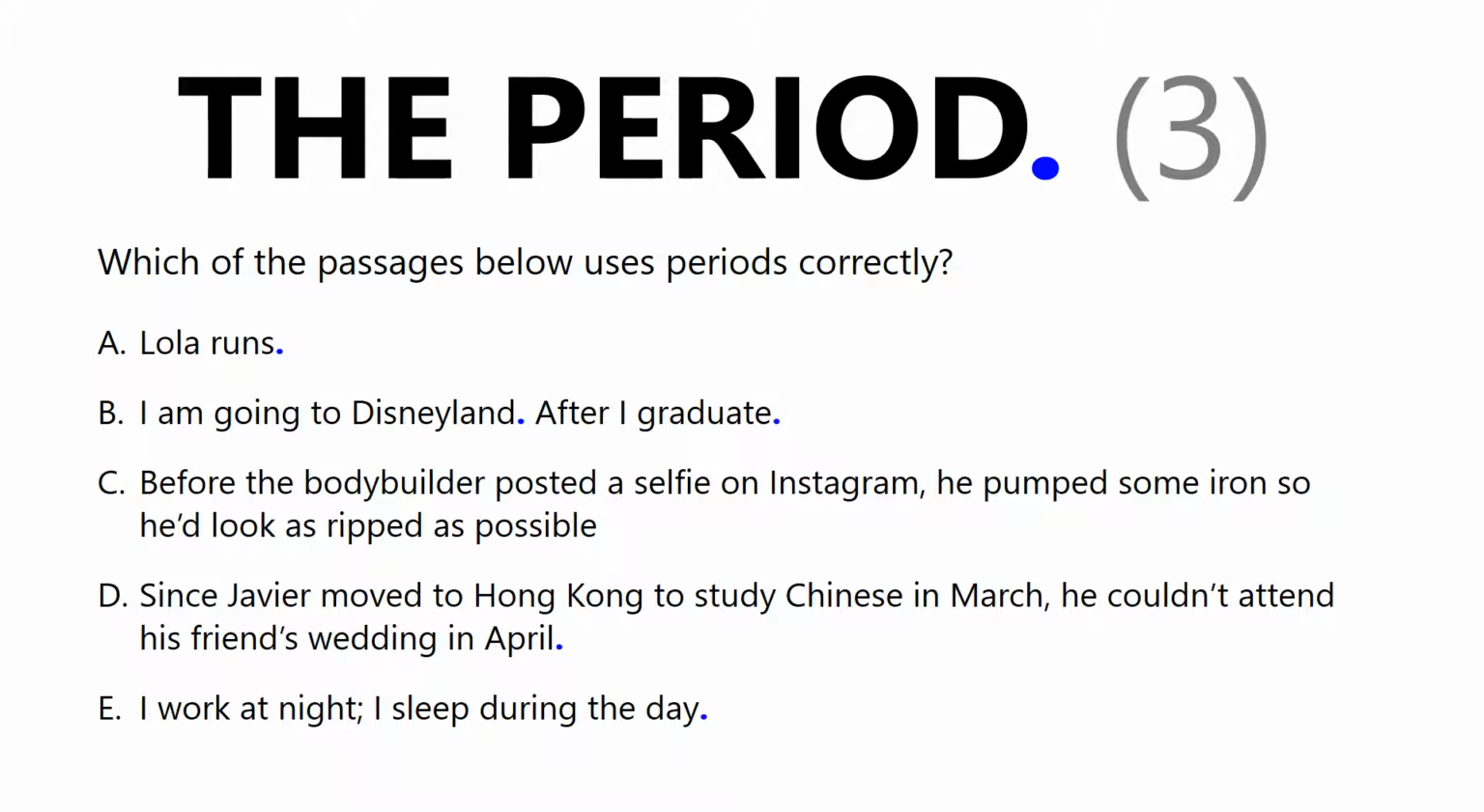Now it's time for a quiz. Which of the passages below uses periods correctly? A. Lola runs. Period. B. I am going to Disneyland. Period. After I graduate. Period. C. Before the bodybuilder posted a selfie on Instagram, comma, he pumped some iron so he'd look as ripped as possible. D. Since Javier moved to Hong Kong to study Chinese in March, comma, he couldn't attend his friend's wedding in April. Period. E. I work at night, semicolon. I sleep during the day. Period. Please pause the video and choose your answers.